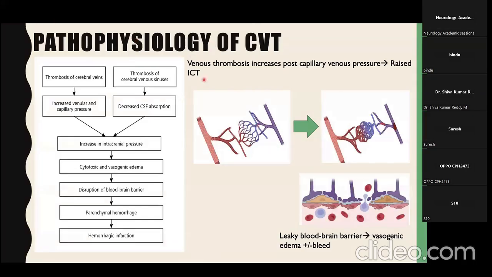This is the pathophysiology of cerebral venous thrombosis, where thrombosis of cerebral veins causes increased venular and capillary pressure, and if venous sinuses are thrombosed, it mainly compromises CSF absorption, which can lead to increased intracranial pressure and thereby cytotoxic and vasogenic edema due to disruption of the blood-brain barrier. And also, if it's very severe, it can cause parenchymal hemorrhage, leading to hemorrhagic infarction.